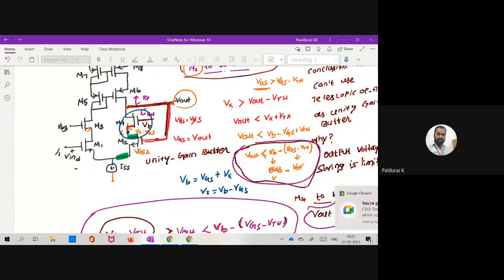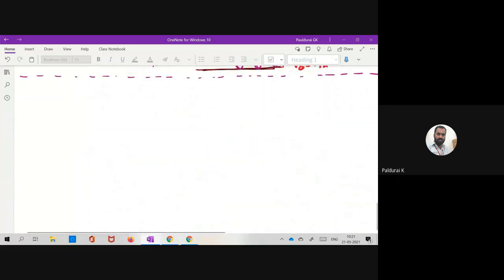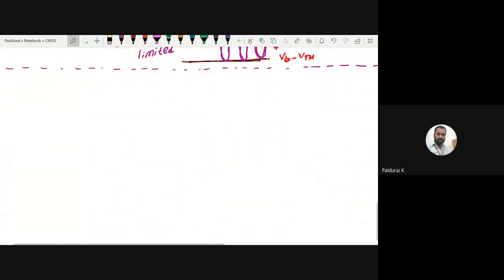First we will design the fully differential one, then you can apply the same for the single-ended op-amp. So, design of the fully differential telescopic op-amp. Put the heading.